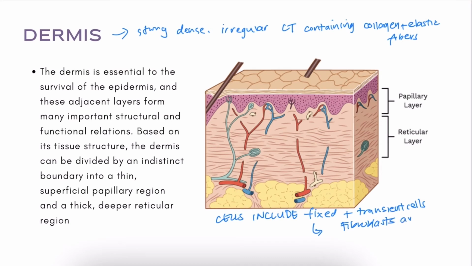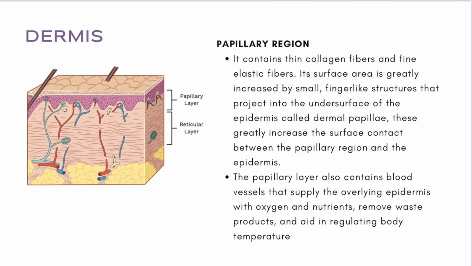Based on its tissue structure, the dermis can be divided by an indistinct boundary into a thin, superficial papillary region and a thick, deeper reticular region, which we will further talk about in the next slides. So let's talk about the papillary region, which makes up about 1/5 of the thickness of the total layer.